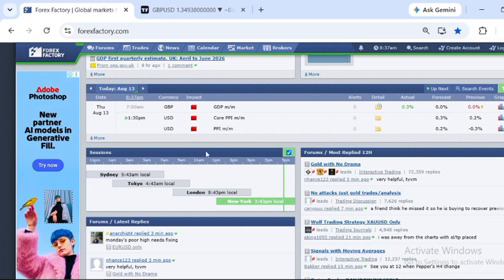If US PPI comes below forecast, I think the forecast is 0.2%, so if the outcome is below the forecast, let's say we have 0.1, which means it's definitely going to be a weakness on USD. If it comes above forecast, let's say 0.3, USD will definitely gain some strength, which could oppose GBP strength.